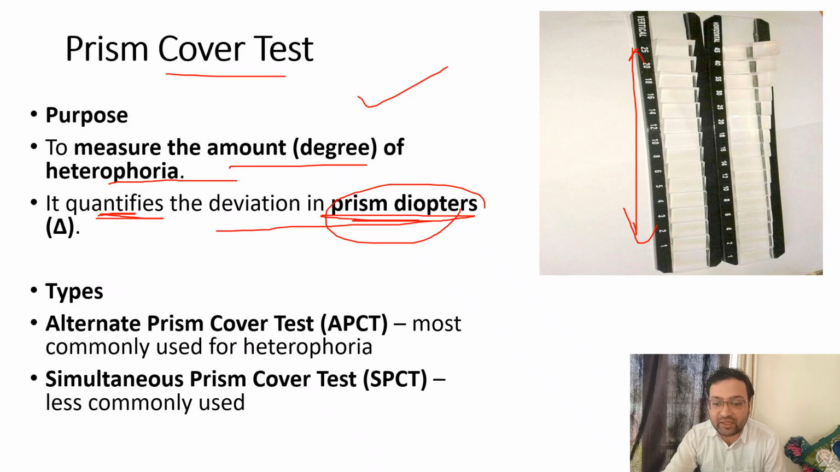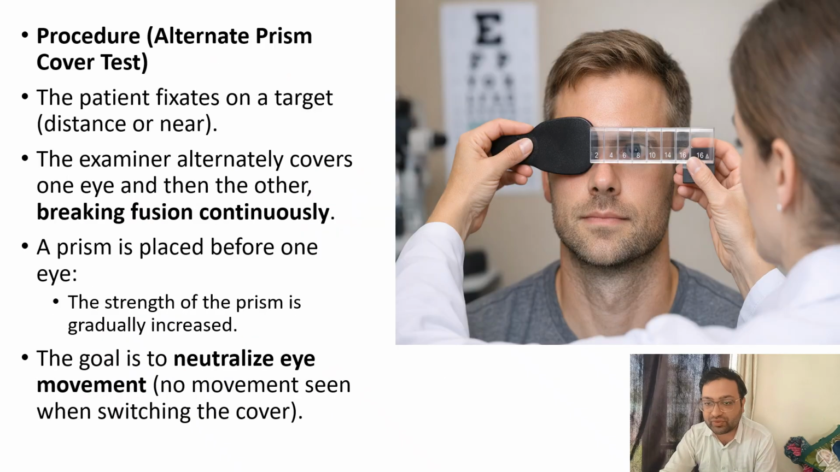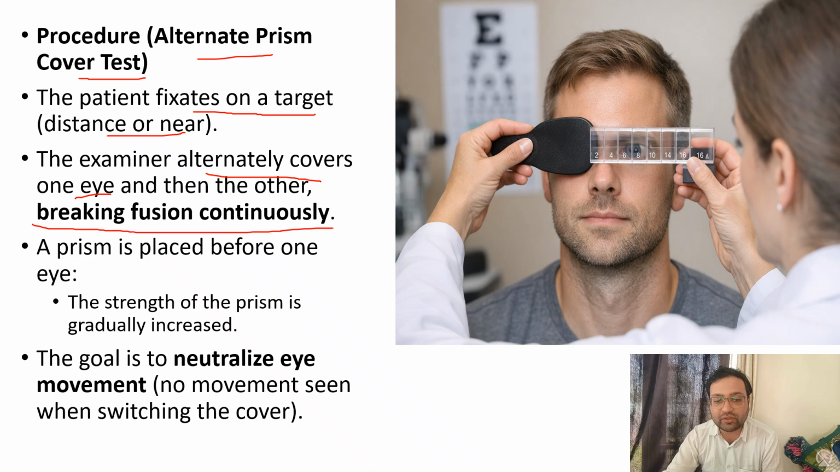There are two types of prism cover tests. One is the alternate prism cover test, which is the most commonly used for heterophoria, and then there is the simultaneous prism cover test, which is less commonly used. We will be talking about the alternate prism cover test. In this, the patient fixates on a target, either distant or near. First we will look at a distant target, and then at a near target. The examiner alternately covers one eye and then the other, hence breaking the fusion continuously.